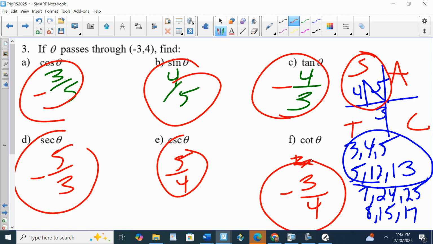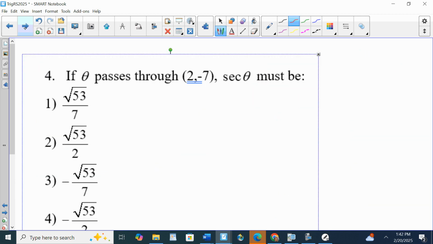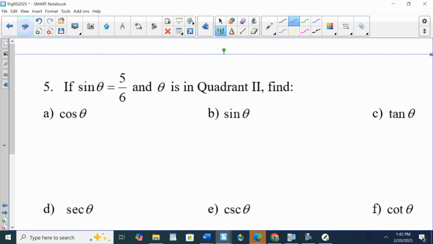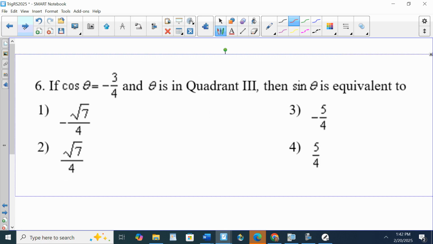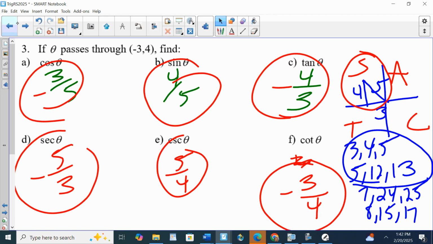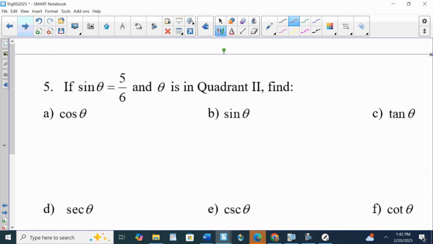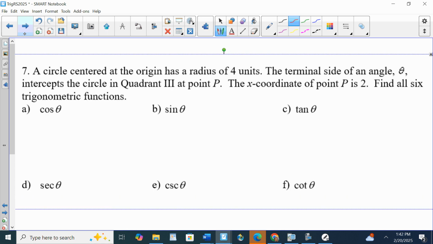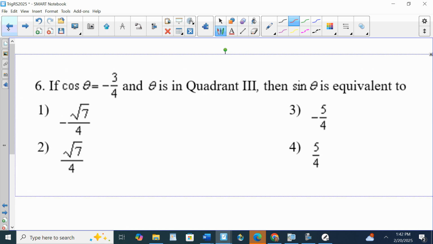You will have one open response like this. It could also be multiple choice. What I'm going to do is I'm just going to do a multiple choice one now that starts differently. So there's 3 ways this can start. It can start where it passes through a point. It can start with a trig ratio, or it can start with a circle. So we'll go over each of them. Let's do a multiple choice one now, though.